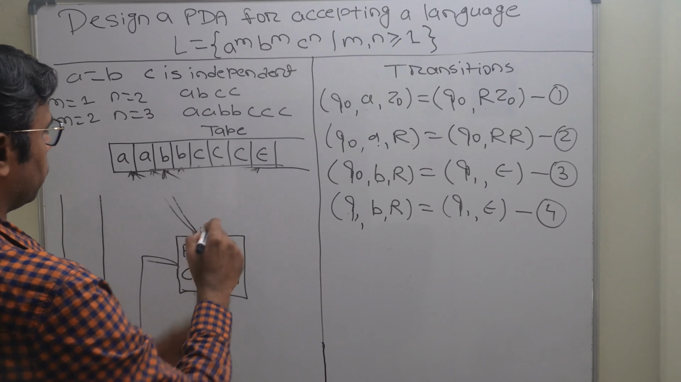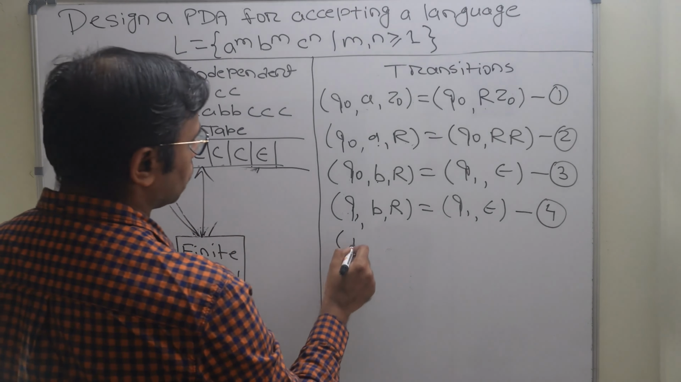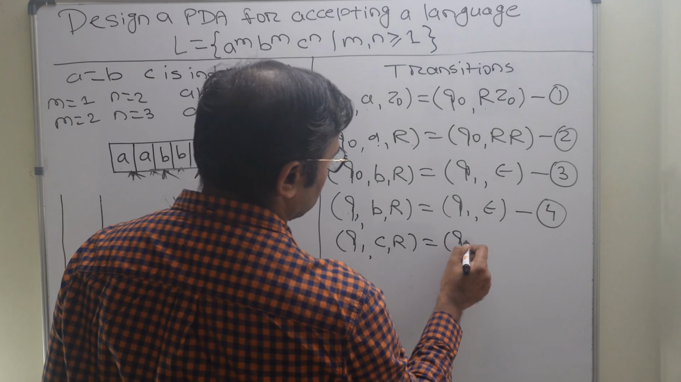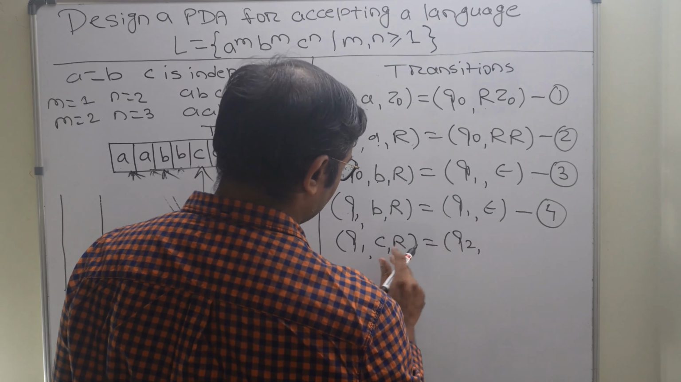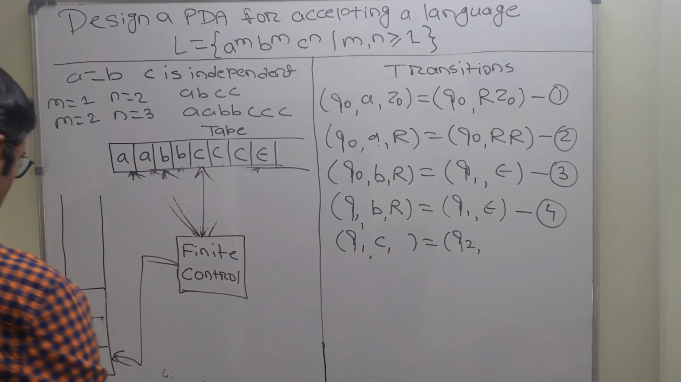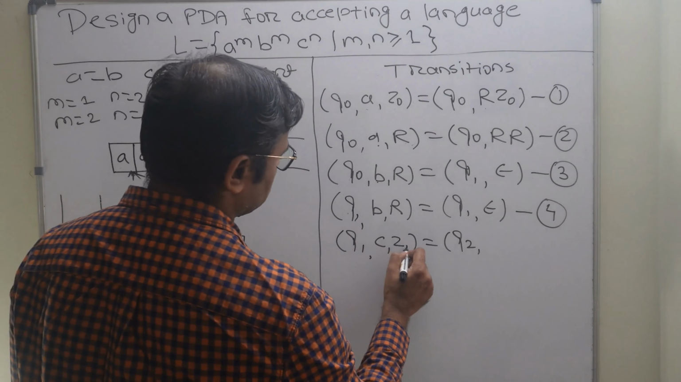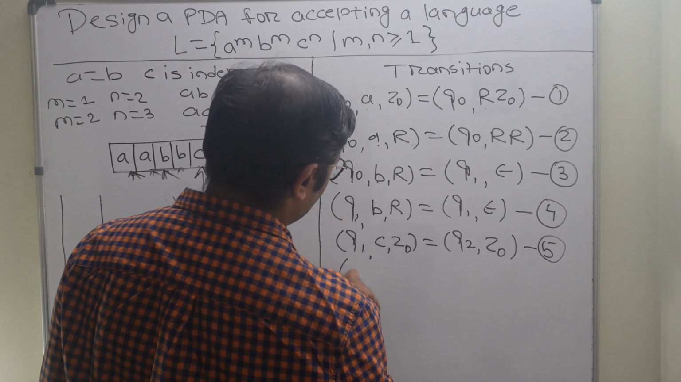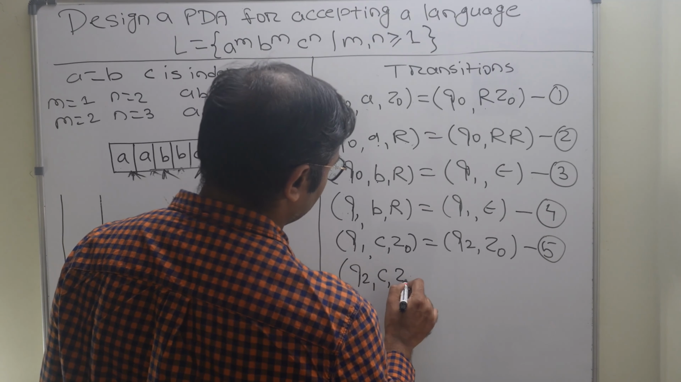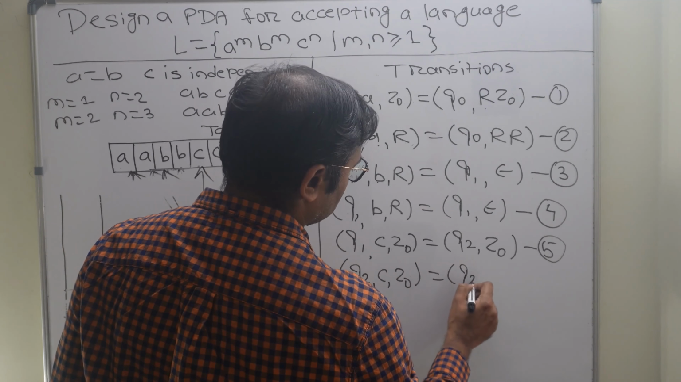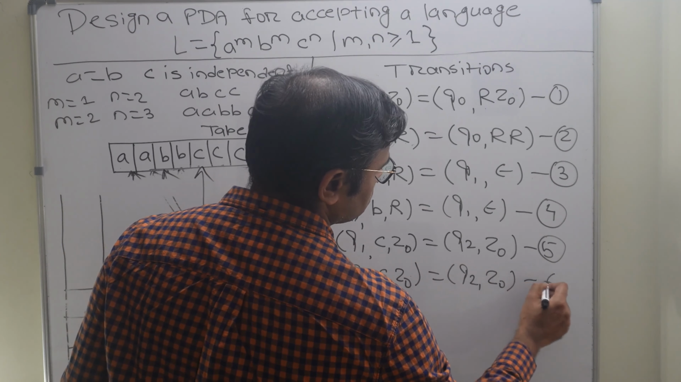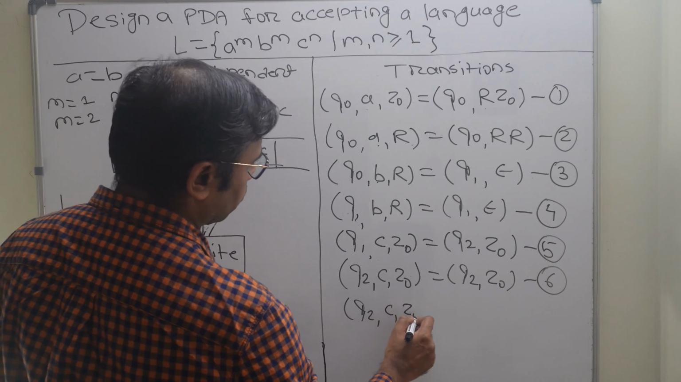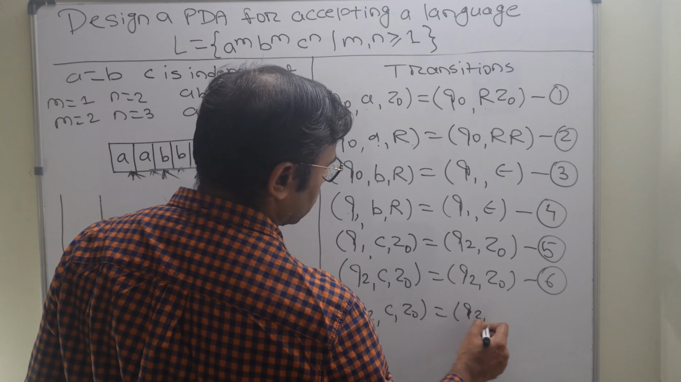Now next is C. For C we have to perform no operation. So Q1 C R is equal to Q2 R. Then this R will be removed since the symbol becomes Z0, Q2 Z0. So this is rule 5. Then Q2 C Z0 is again Q2 Z0. So this is transition number 6. Then for the next C, you will find Q2 C Z0 is equal to again Q2 Z0.